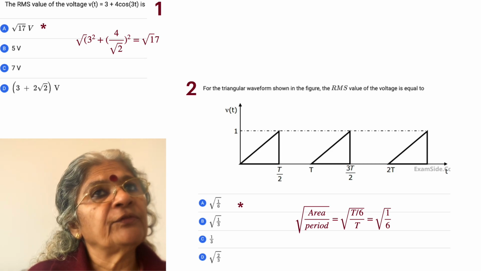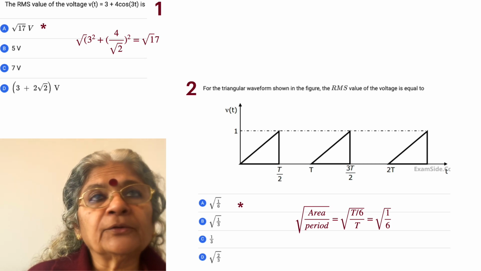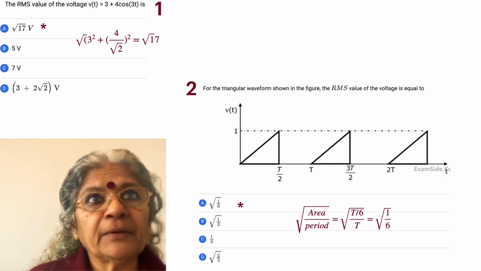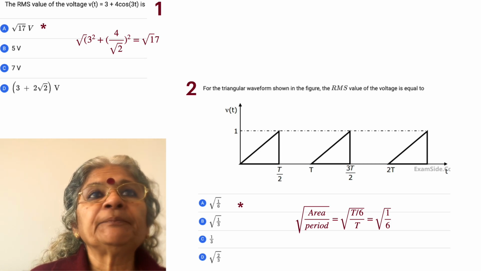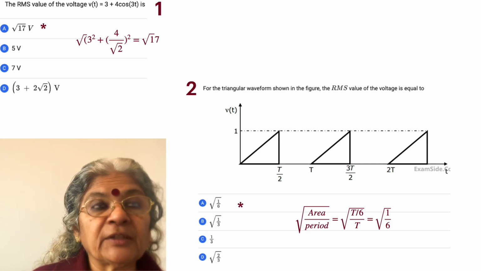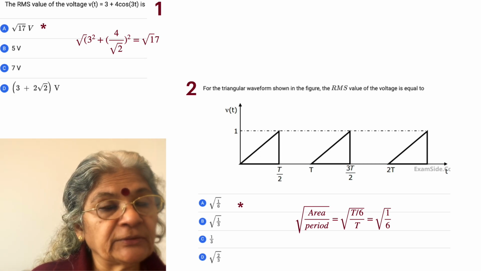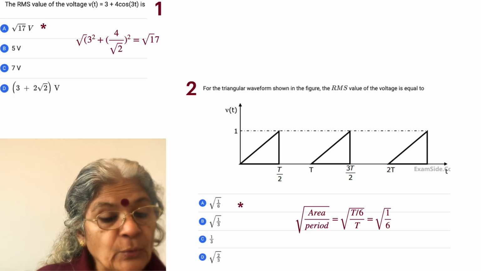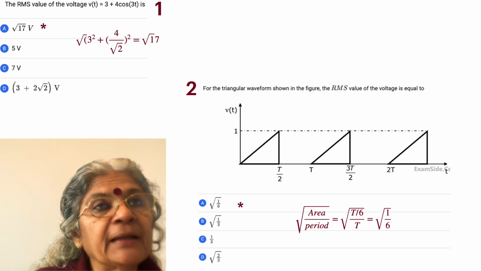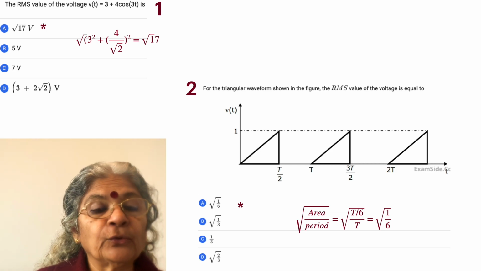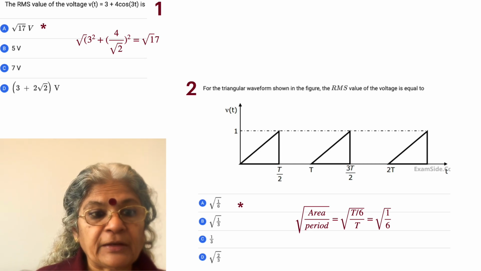You take the RMS value of each individual component. Okay, you square them and then you add them together and then take the mean value. Okay, and then you take the square root, which gives you what is called the root mean square value of the combination. So we have 3 squared. We also have 4 by root 2, which happens to be the RMS value of the sinusoid. So square each one of them, add them together, and then you take the square root. So you get root 17 as the value, and root 17 is the first option, or option A, and we said go for that. Okay.